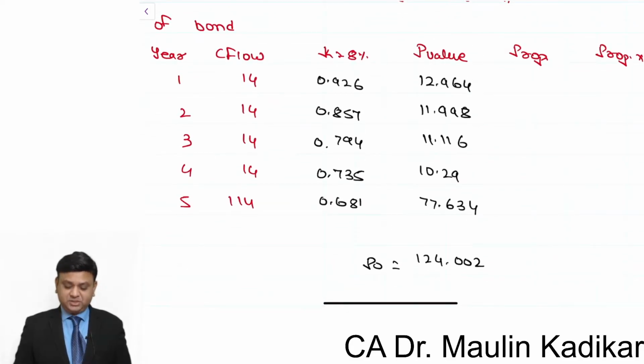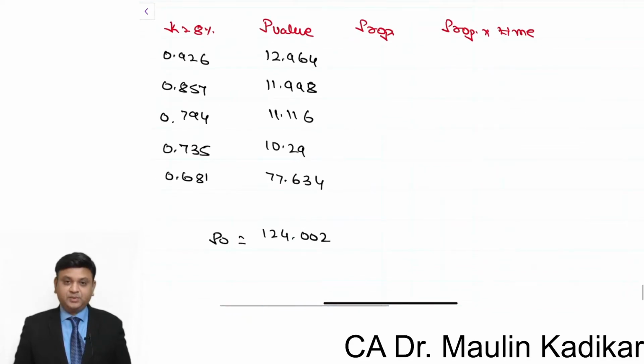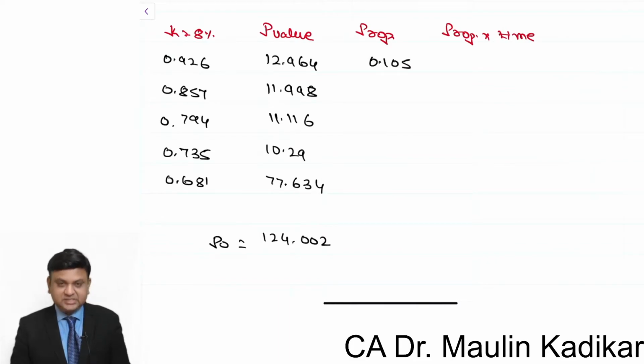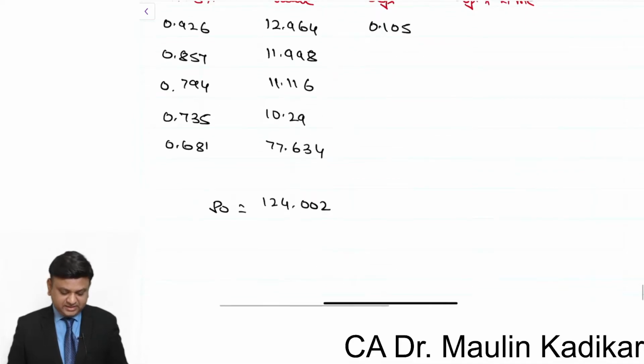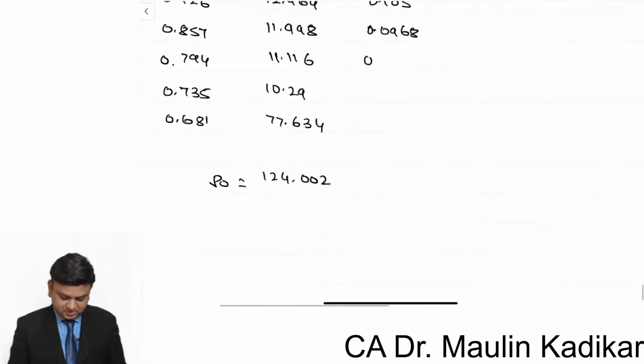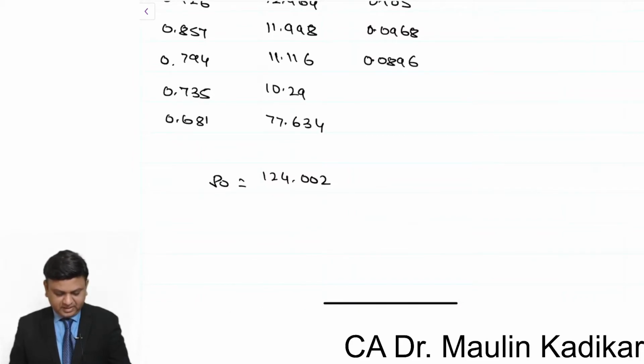Now before the second question, we do the third question, wherein we compute the proportion and then the time period. 12.964 divided by P0 is 0.1045, so we say 0.105, because the question says to work out the answer to 3 decimals. 11.998 divided by P0 is 0.0968. 11.116 divided by P0 is 0.0896. 10.29 divided by P0 is 0.0830.